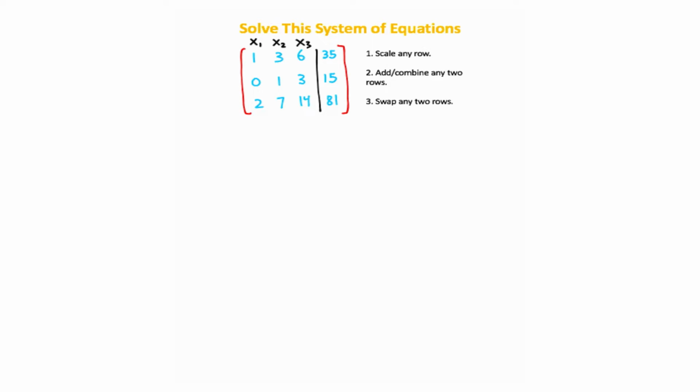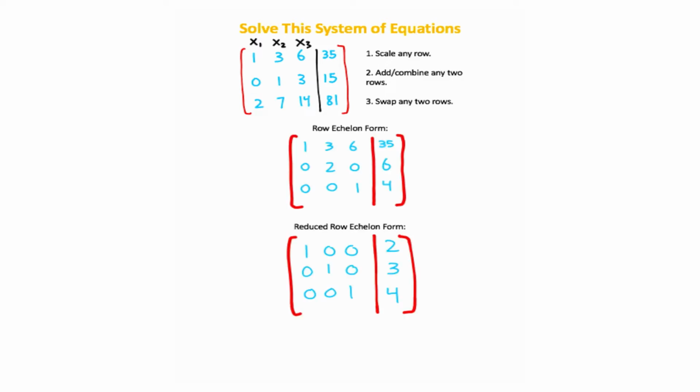Now, when it comes to a matrix, there are three rules. You can scale any row, you can add or combine any two rows, and you can swap any two rows. Now, oftentimes we'll do these two steps together, and I'll show you what I mean by that. So first off, what I'm trying to end up with is a matrix that looks like one of these two.